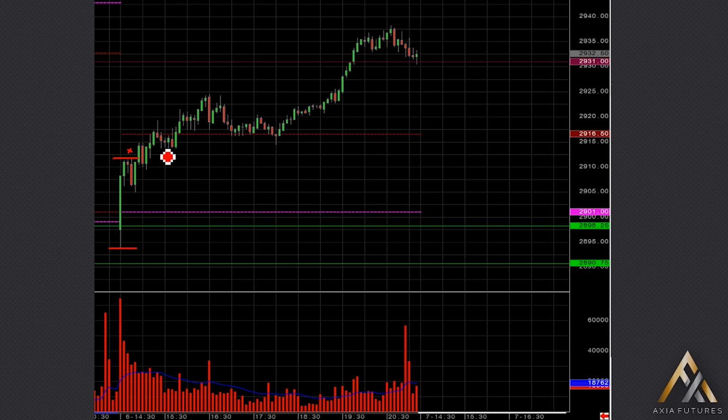So the first area was around that 29.11, 29.12, for a number of reasons. The second area was the 29.17. Again, I'm going to show you the reason for these shorts in a minute. So the second area was that 29.17, and then the third was the 29.21.